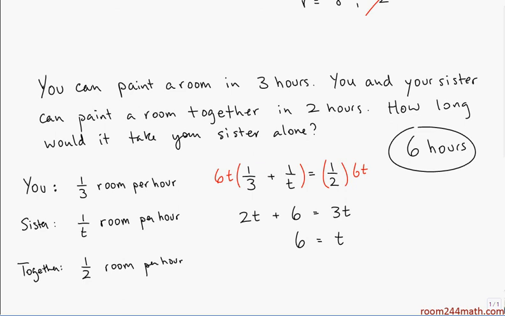1 over 3, which is how much of the room you can paint in a single hour, plus 1 over 6, how much your sister can paint in an hour, does add up to a half of a room per hour. So for these sorts of problems, it's very helpful to think of amount of work done in a single unit of time, which is otherwise known as your rate of work.